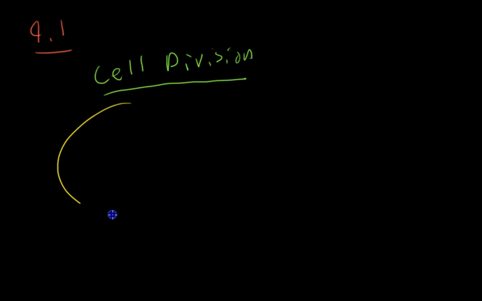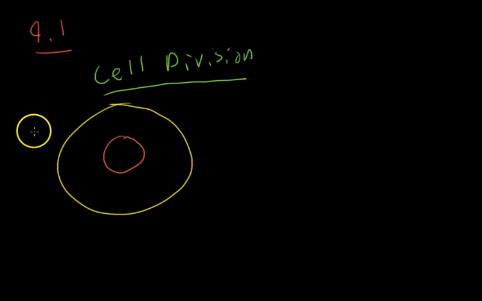If you have a cell here, that's the plasma membrane, or if it's a plant cell, the cell wall. Then you have the nucleus here. All the genetic information of a cell is contained within the nucleus. So we can call this 2N, and I'll get into this much later in the chapter, but this is just a brief overview of cellular division and reproduction.